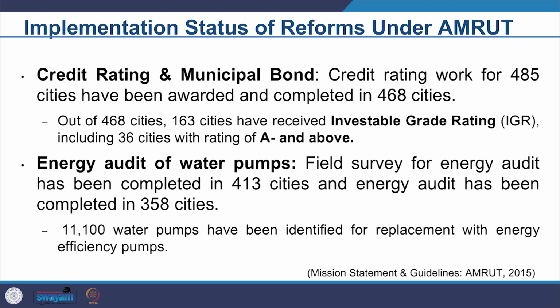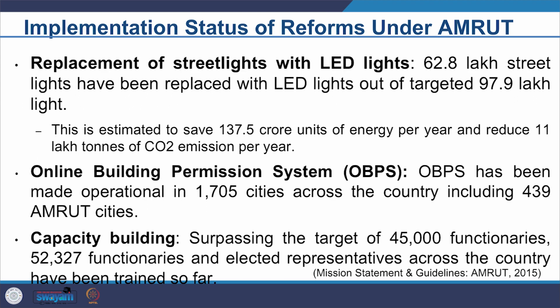with 11,100 water pumps identified for replacement with energy efficient pumps. We see replacement of street lights with LED lights has been done. Nearly 62 lakh street lights have been replaced with LED lights out of the target of 97 lakh lights. This is estimated to save nearly 137 crore units of energy per year and reduce 11 lakh tons of CO2 emission per year. So, you see how we are achieving these targets within the special purpose plan.